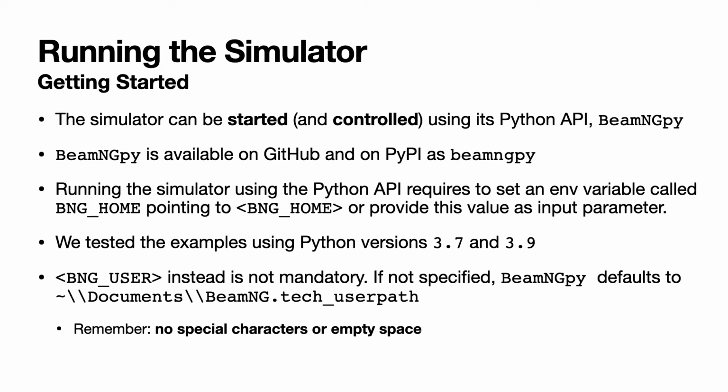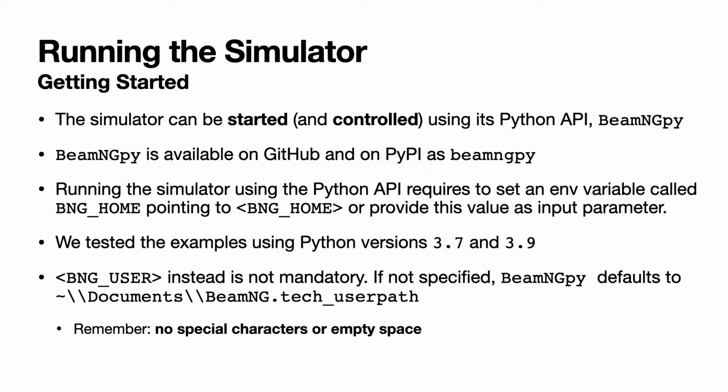Another way of running the simulator, which is what we are going to do in the remainder of this tutorial, is to start it using a Python API called BeamNGpy. BeamNGpy is an open source project available on GitHub, maintained by Marc and Pascal, and it can also be installed as a library from PyPI.